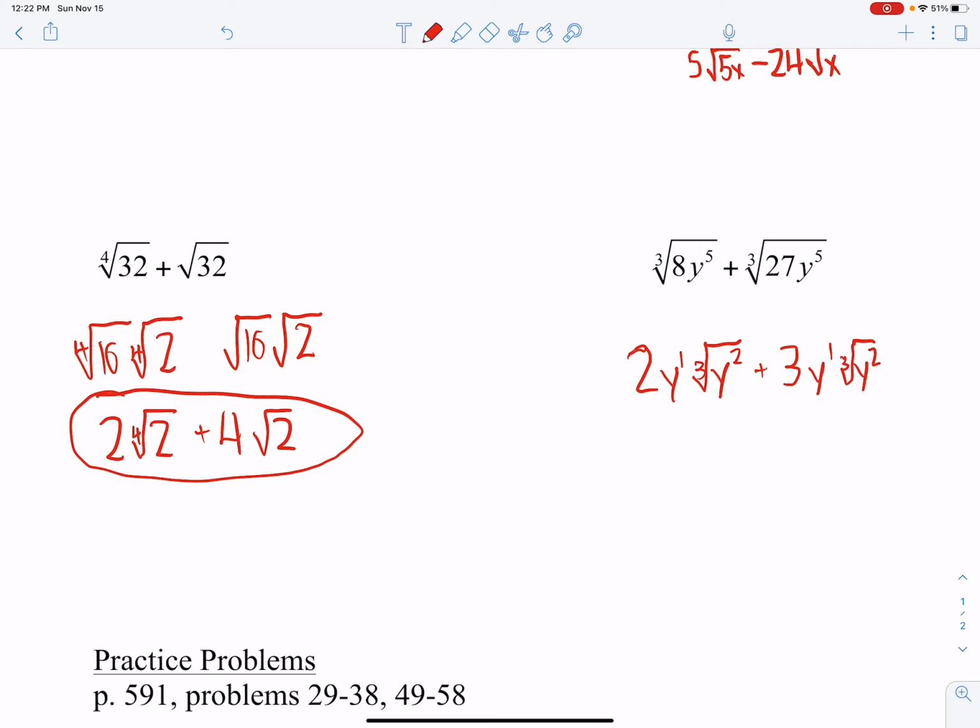So these have the same variable part and the same root part. That means they're like terms, so we combine them by adding the numbers at the front, and we would have 5y cube root of y squared.